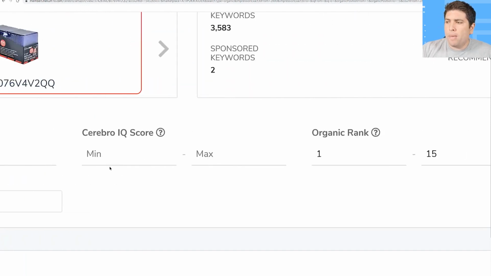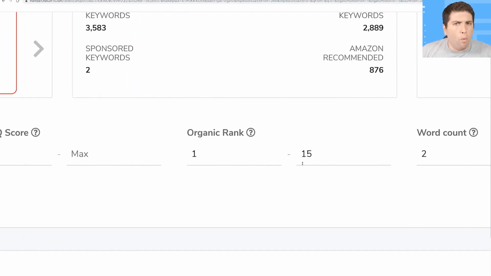All right. Maybe I would have had to go organic rank 1 to 25. Different niches have different kinds of top performers as far as the keywords go. So you might have to play around with this to try and get to that top 10 or top 15 number of keywords. All right.